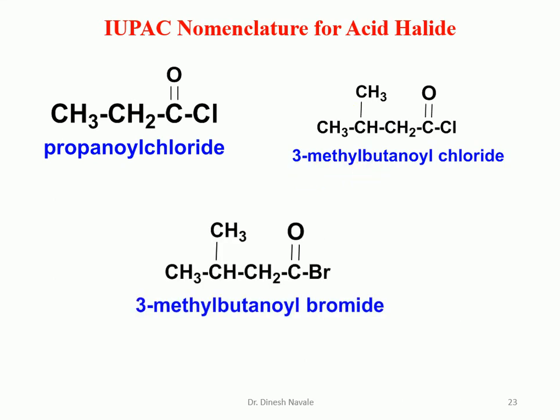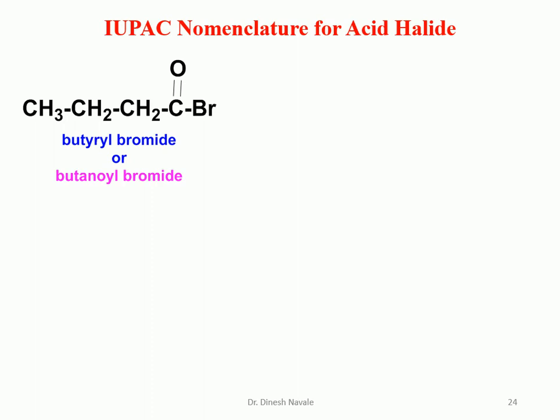So it is 3-methyl butanoyl chloride. Now it is an acid bromide. We have to see the longest carbon chain: carbon 1, 2, 3, 4. A 4 carbon atom chain is there, so it is a butanoyl halide. Which is the halide? Bromine. So it is butanoyl bromide. The substituent is present at carbon number 3, so it is 3-methyl butanoyl bromide.